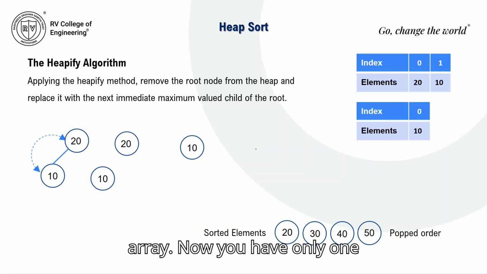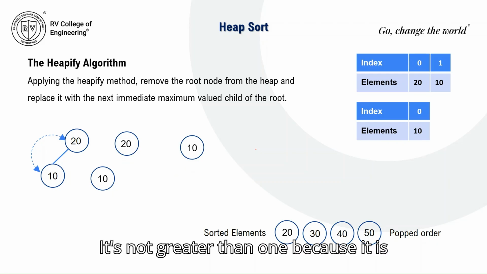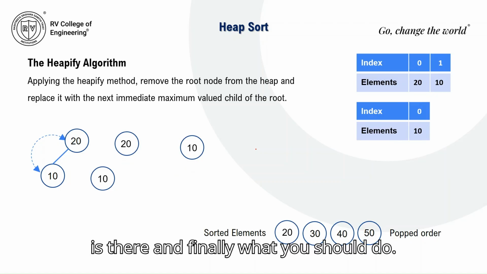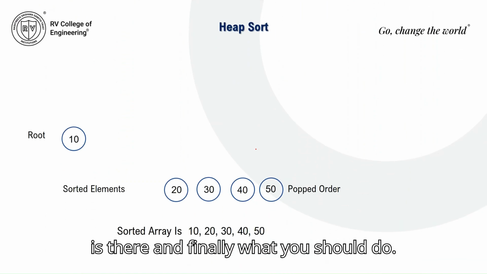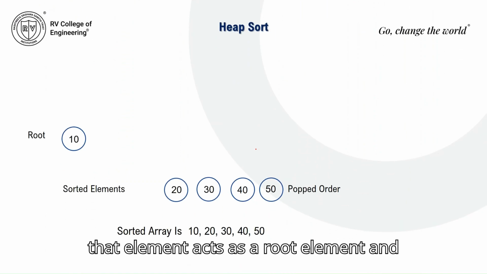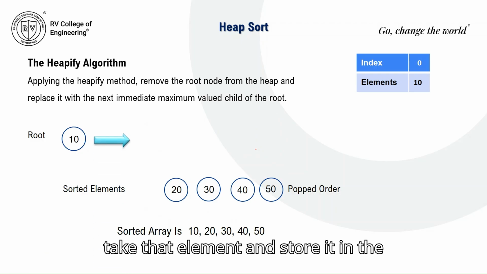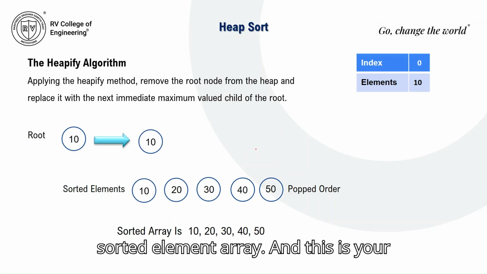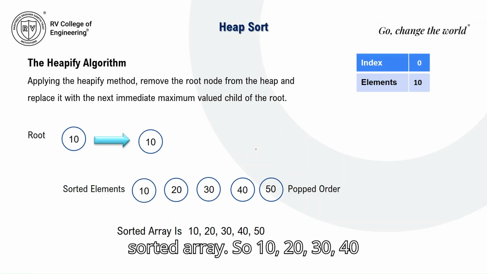Now you have only one element in your heap. So is the heap size greater than 1? It's not greater than 1 because it is only 1. Not greater than 1 means two elements are not there, only one element is there. And finally, that element acts as the root element, and you take that element and store it in the sorted element array. And this is your sorted array: 10, 20, 30, 40, and 50. So this is how heap sort works.